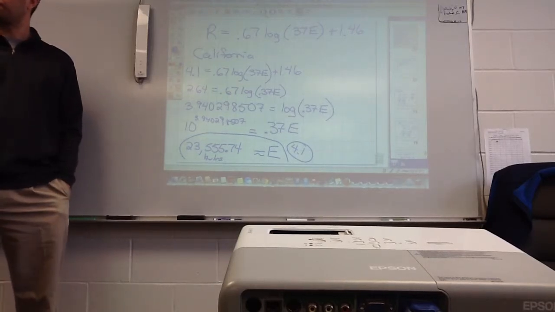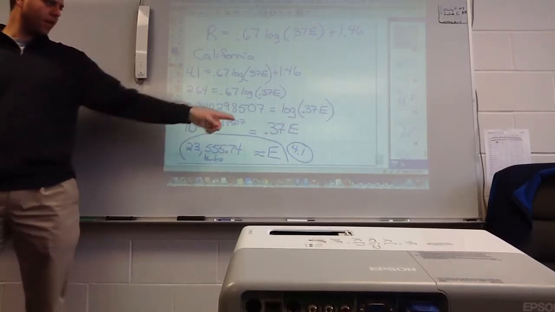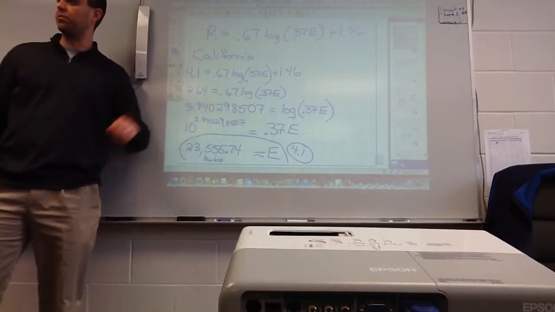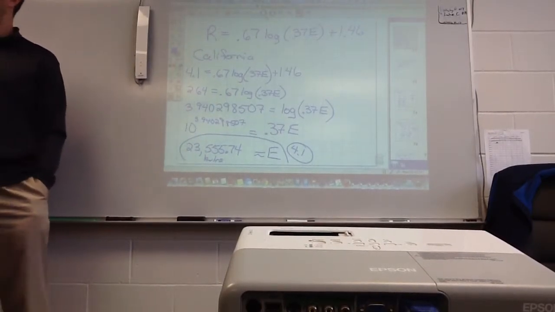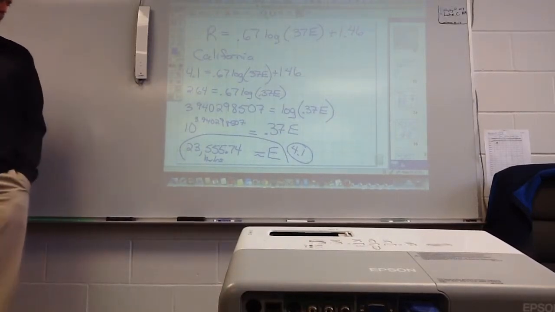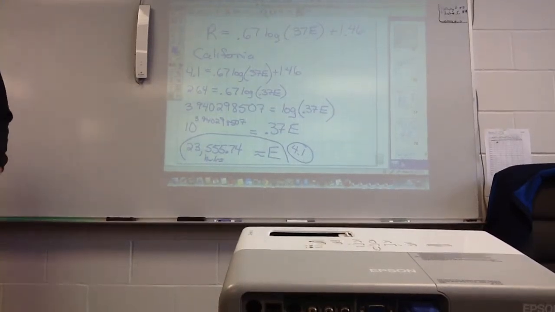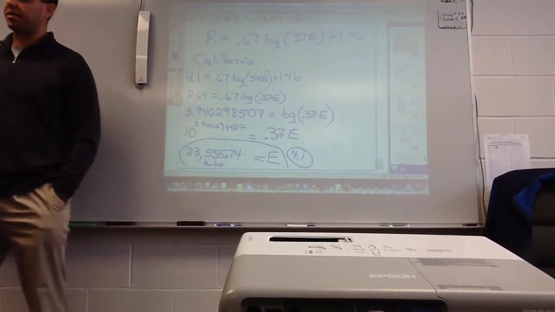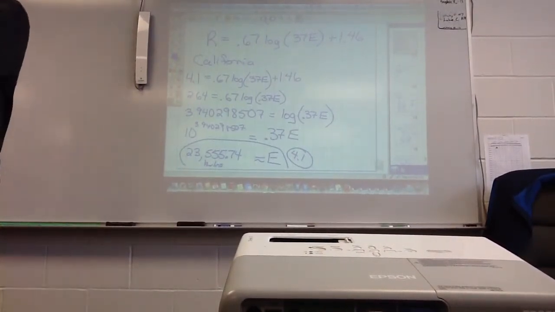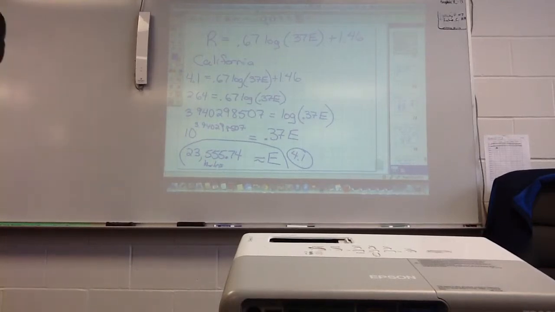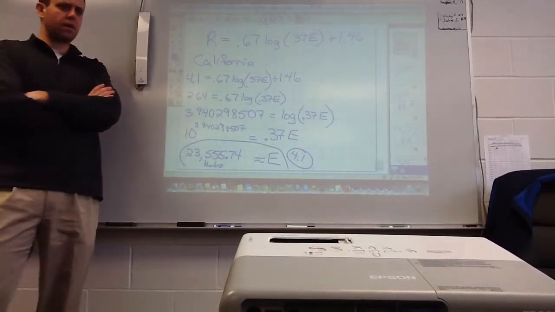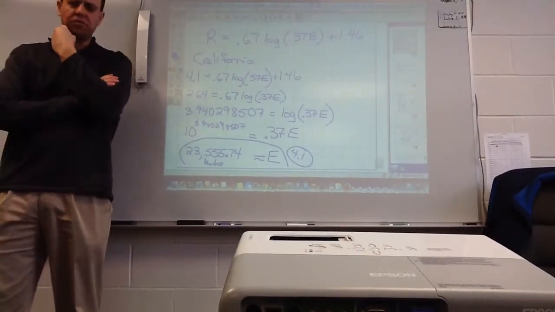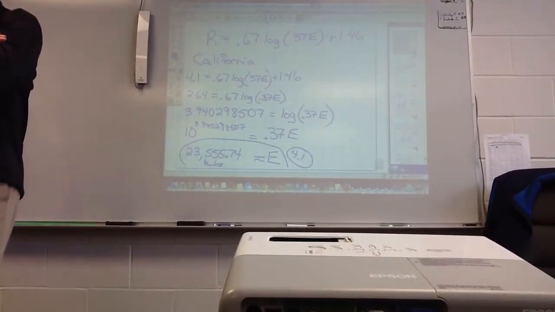I got it. Have you divided by 0.37 yet? No. We need to divide both sides by 0.37 to get E by itself. I got it. Get it? Okay, good. So this was the 4.1 earthquake in California. See if you can calculate the 5.9 earthquake in Greece. Once you think you have your answer, go ahead and compare it to a neighbor.